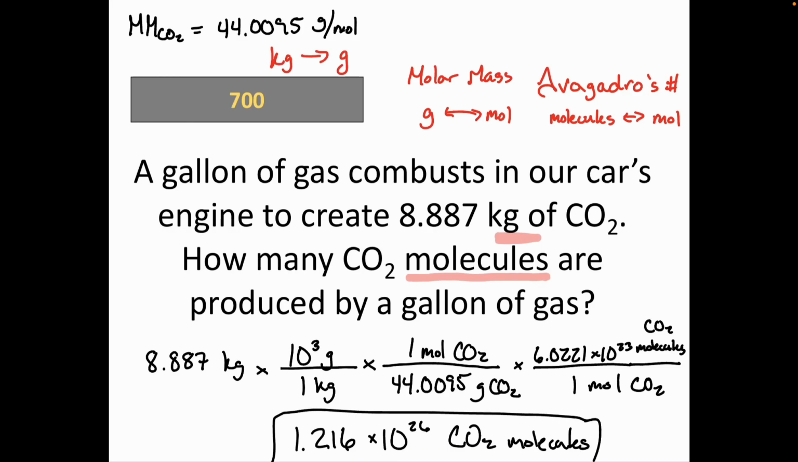And so I actually looked up this data. That's how much carbon dioxide is produced by a gallon of gas. So every time you use up a gallon of gas, you are generating 1.216 times 10 to the 26 carbon dioxide molecules. Hence global warming, right?